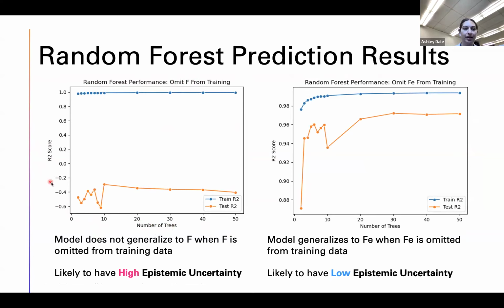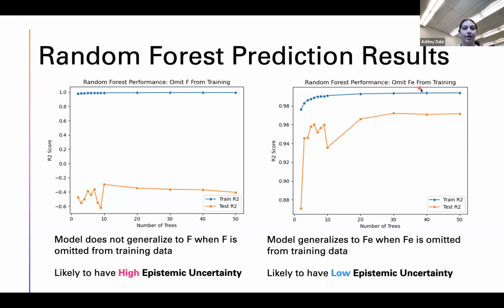Ideally, what I would like to see is that as I have more predictions, my error goes down. But that's not really the case. For my training data that doesn't have fluorine, I get a perfect score right away. And then for my testing data that does contain fluorine, it's just bad. I mean, it's terrible. So here we're saying that it's likely to have high epistemic uncertainty just from knowing what's going on with our error metric.